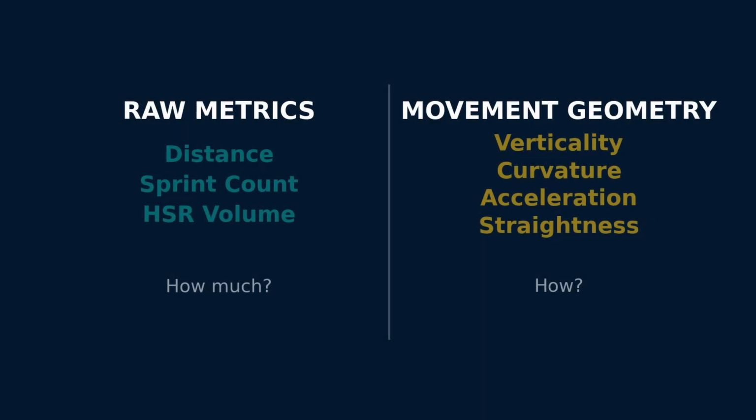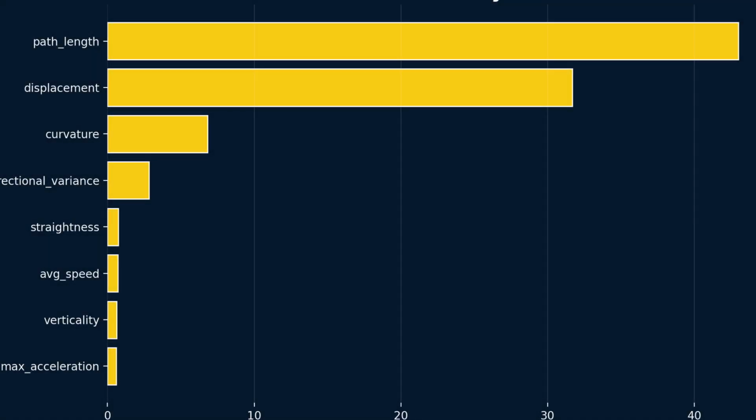Traditional metrics show us aggregate information, which is useful in some ways. But in order to understand movement geometry, we need more advanced metrics. So I created some derived metrics so we can differentiate the kind of runs.